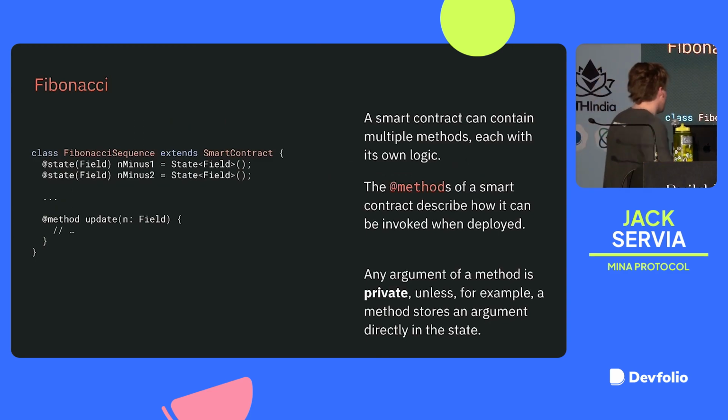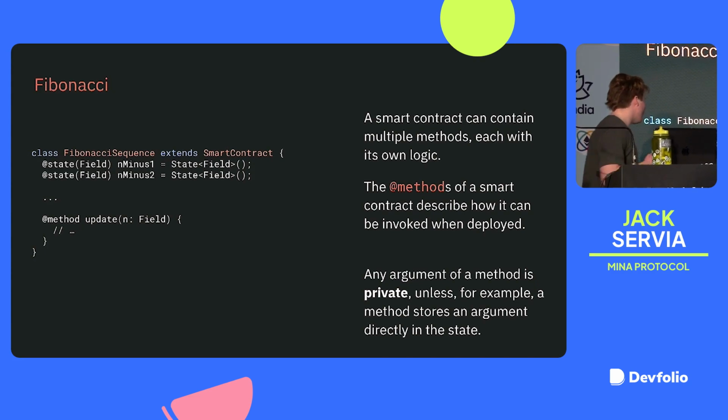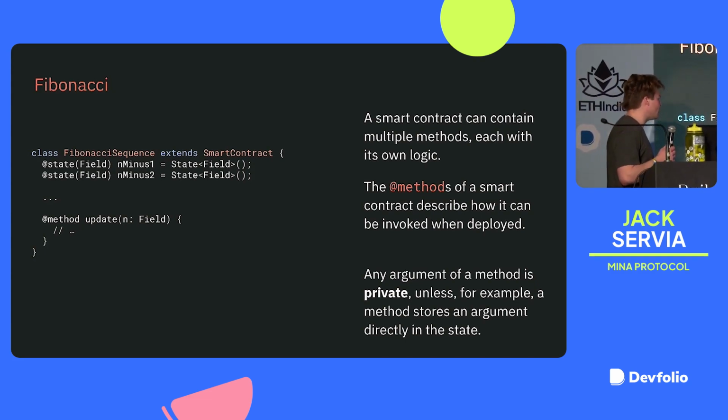Finally, we're going to define a user callable method, in this case, update. And so update will take one argument, n of type field, and we can make as many methods as we want. Each one can have its own logic and do as much computation as you'd like. So the methods of the smart contract describe how it can be invoked once the smart contract is actually deployed.